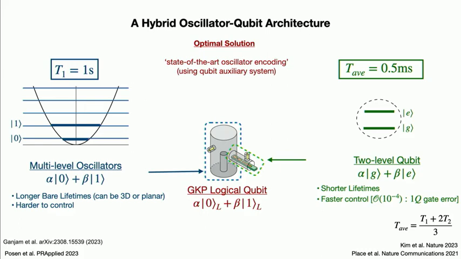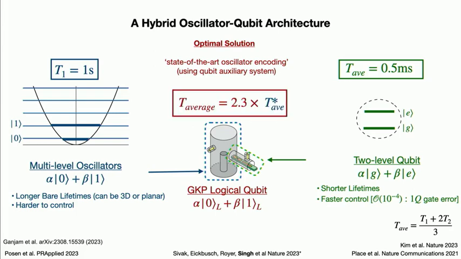Now, these oscillators, being multi-level systems, can be encoded to have better lifetimes. And the state-of-the-art oscillator encoding was demonstrated to be the GKP qubit, so I'm going to be using that for this talk. So far, we've used this hybrid oscillator qubit architecture to improve the lifetime of the oscillator already by a factor of 2.3. And the T average quoted here is actually the oscillator lifetime used in this experiment.